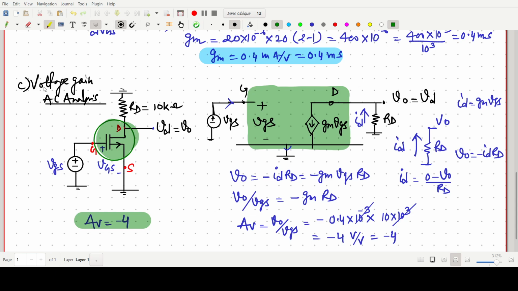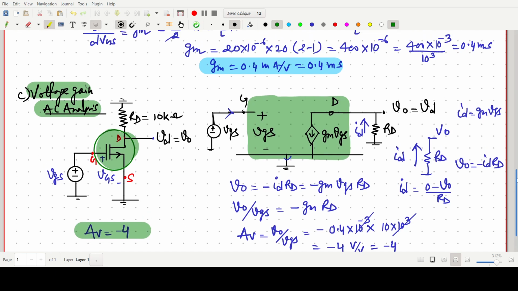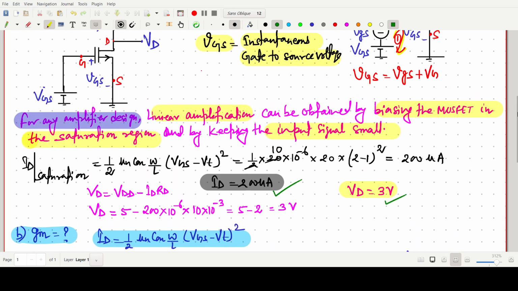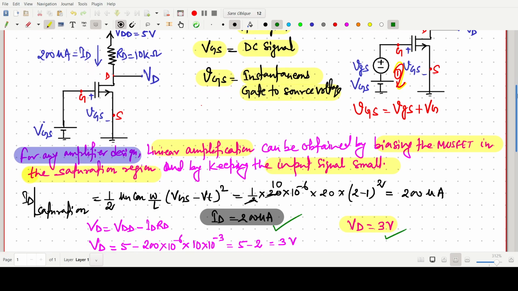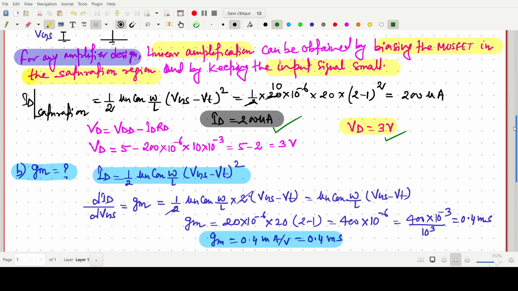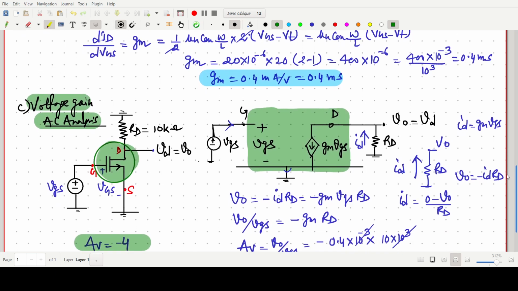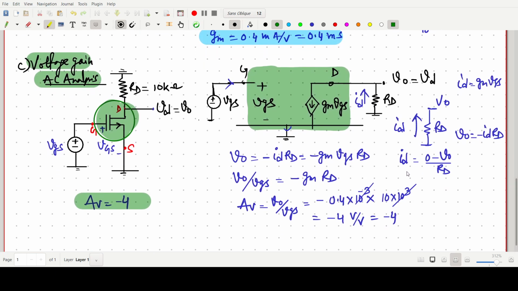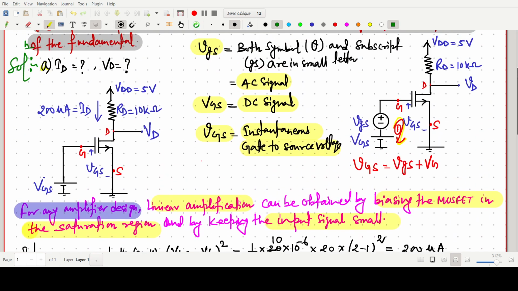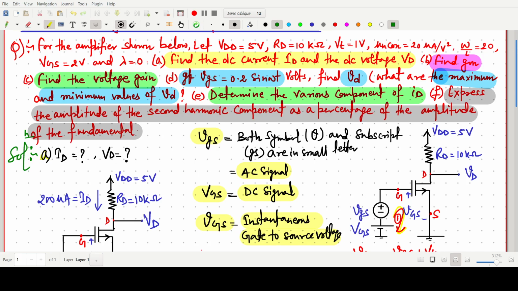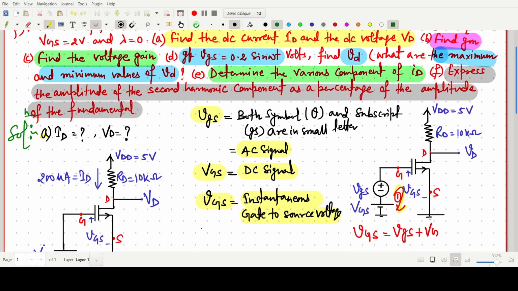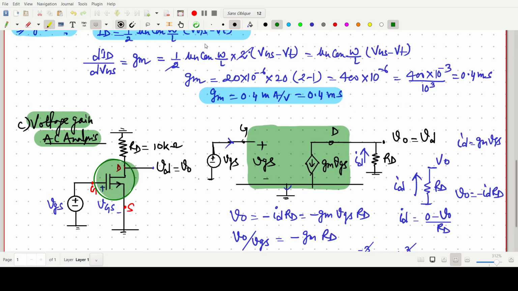So this gain we have calculated using the AC analysis. In the very first problem, first we have to find the DC one, so DC analysis we did. Then after that the voltage gain, so the voltage gain is also done now. So now we have to go for the question D portion, okay. Now in D we have to find the VD, a small VD. We have to find the small VD.